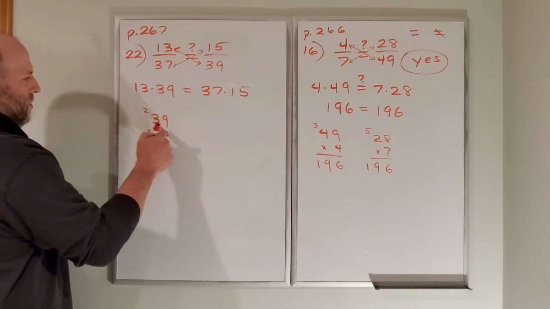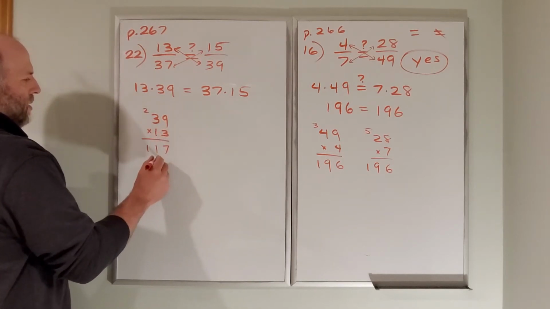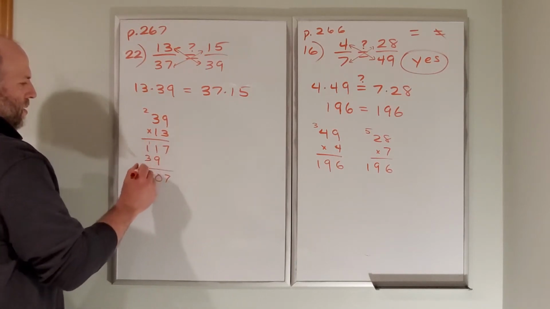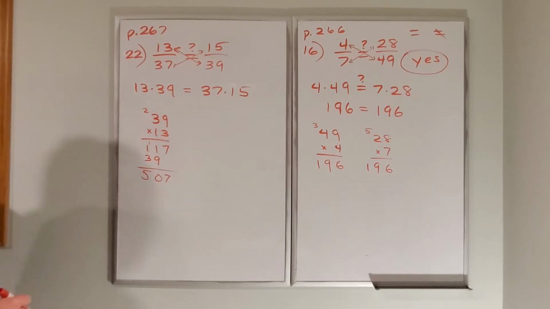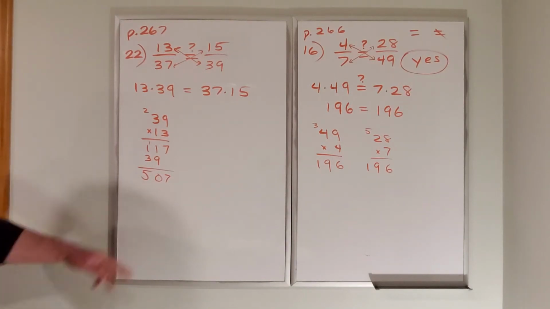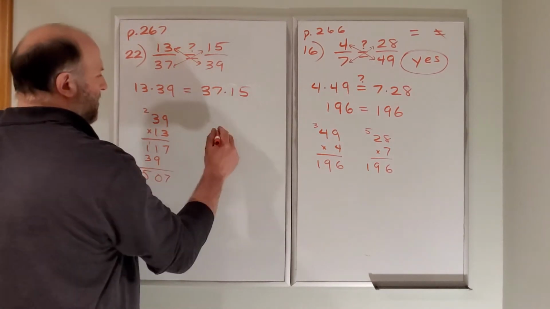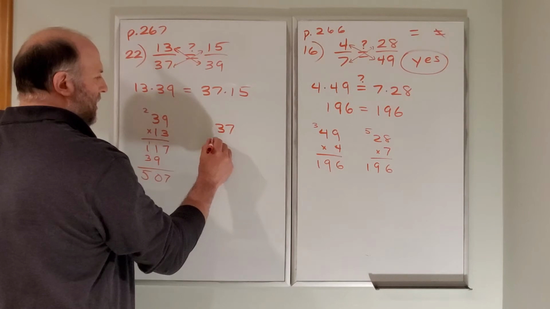27, carry your 2, 11. Multiplying by 1 doesn't change anything. So yeah, we get 507 for 13 times 39. However, I think this is going to give us 555 over here if we multiply 37 by 15.